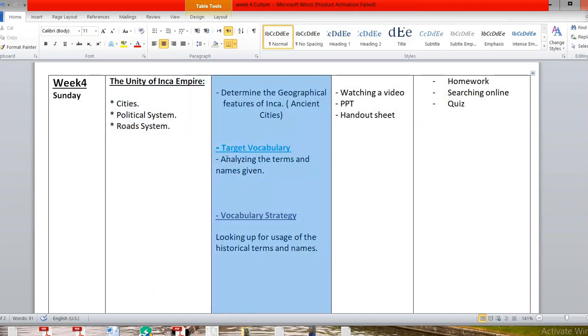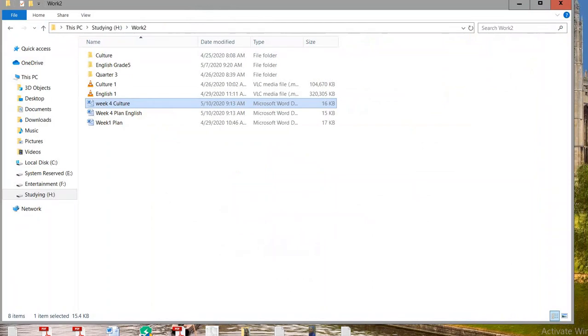I'm going to give you some terms and names, and you are supposed to be able to recognize them, analyze them as well. We will use videos and PowerPoint. Of course, I'm going to give you a handout sheet for the lesson. You would be asked to do your homework, to search online, and finally having a quiz. Let's start.